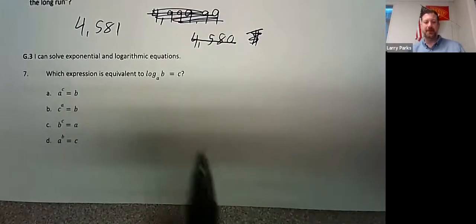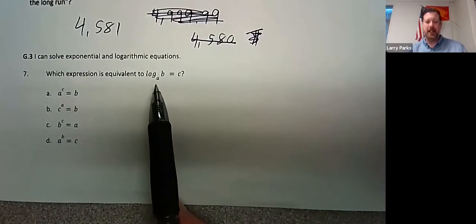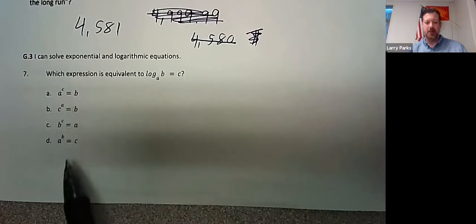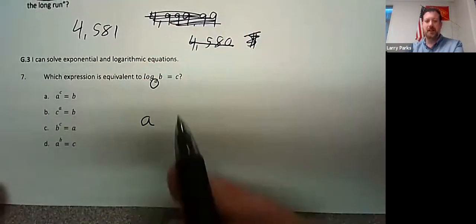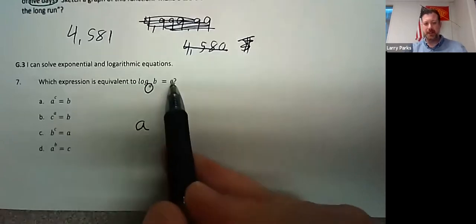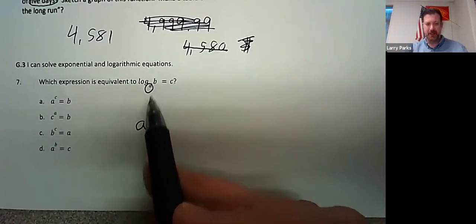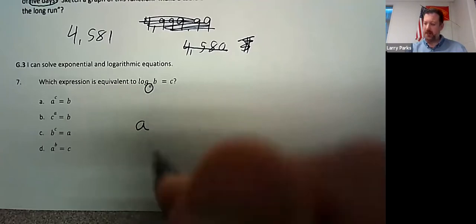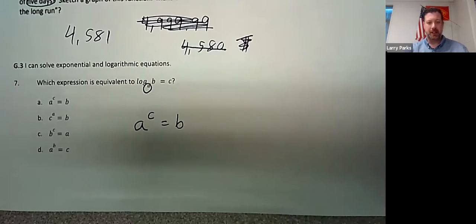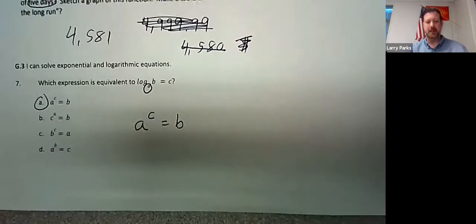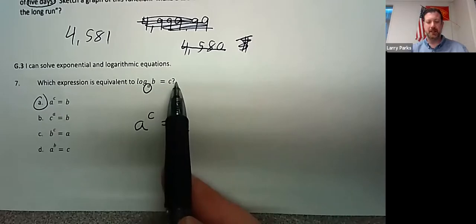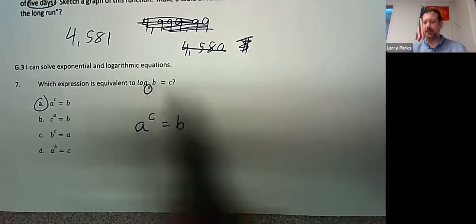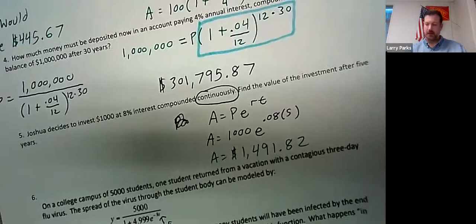Next, we have log base A of B equals C. Which expression is equivalent? Remember, you write this base to this exponent equals this. So it's A to the C equals B. So that would be A. That was super easy. Base to the exponent equals your answer.